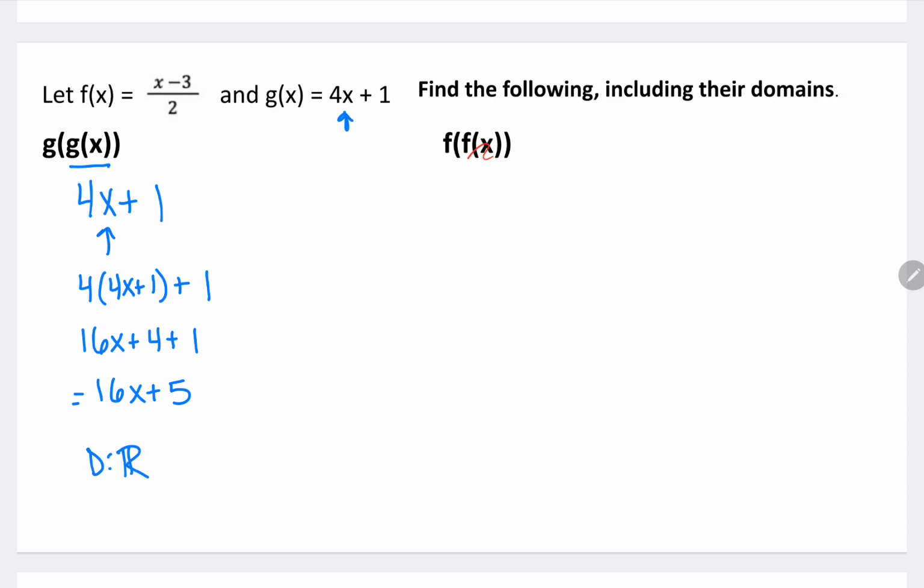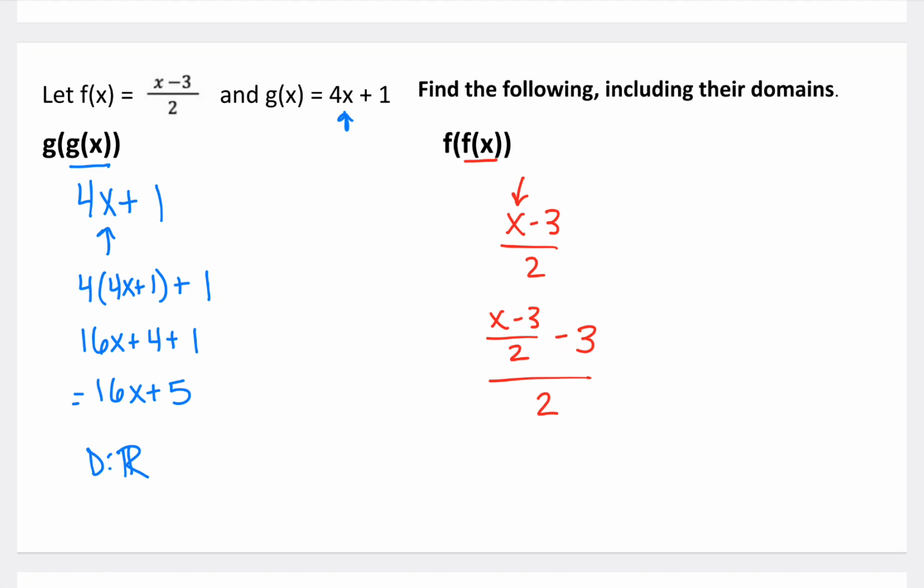Same thing with f. We're going to plug f into f. So I'm going to take function f, and where the x is, I'm going to plug in f again. So it looks like this. And that looks pretty messy. What can we do to simplify this?